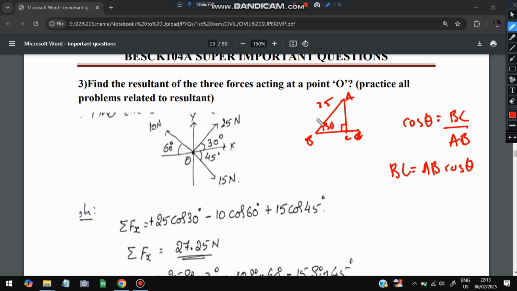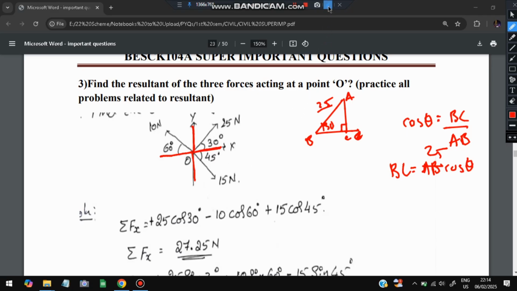What is AB? AB is nothing but this one. This value is 25, right? So it will be 25 cos theta, which is nothing but F of x. Okay, this value we got as 25 cos 30. Like that we will take: 25 cos 30, and this is 25 sin 30. This is 10 cos 60, and this is 10 sin 60, and for the 15 newton force, 15 cos 45 and 15 sin 45.